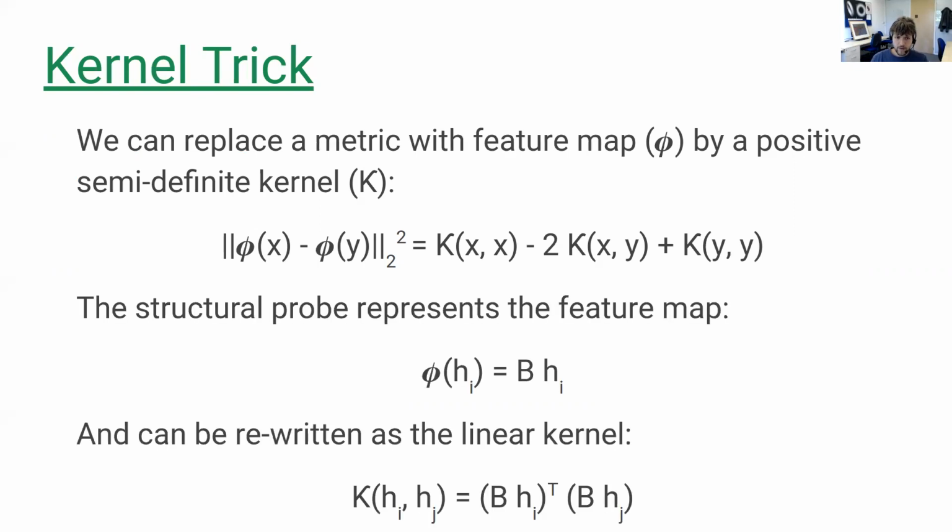So if we go back to this structural probe, it represents this feature map, which is basically a linear transformation of the contextual embedding. And we can rewrite it as the linear kernel, which is basically this dot product between the linear transformations of two embeddings. And you can see that if you apply this kernel back at the equation on top, you recover the left side of the equation and the structural probe perfectly.